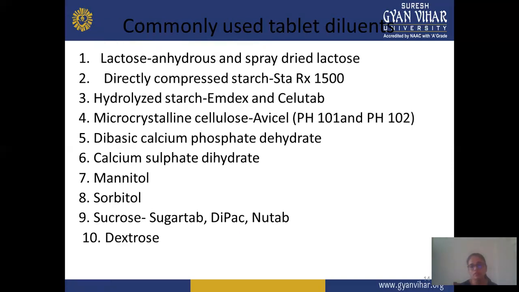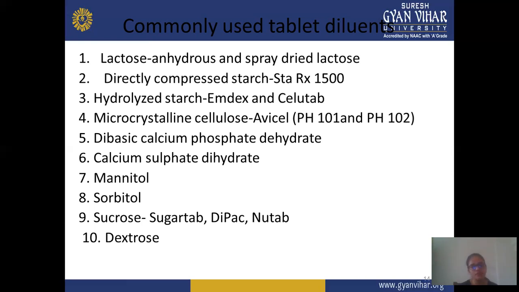These are examples of commonly used diluents. First is lactose anhydrous and spray dried lactose. Second is tightly compressed StarTab RX 1500 diluent. Next is hydrolyzed starch embedded cellulose diluent. Next is microcrystalline cellulose, also known as Avicel, pH 101 and pH 102. These are the grades of microcrystalline cellulose.